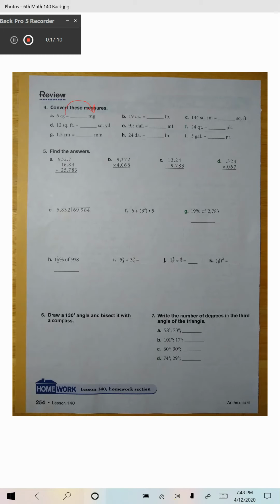Six centigrams is how many milligrams? I started this before, and you already know that this was 60 because it was one step. I'm not going to do it again.